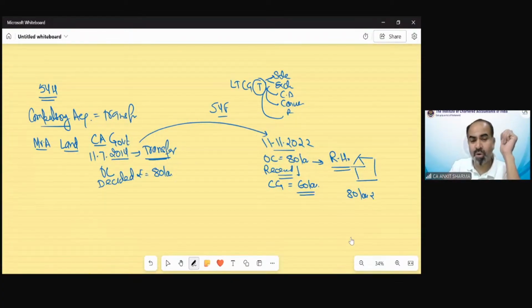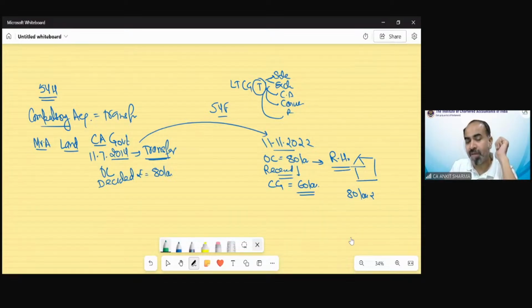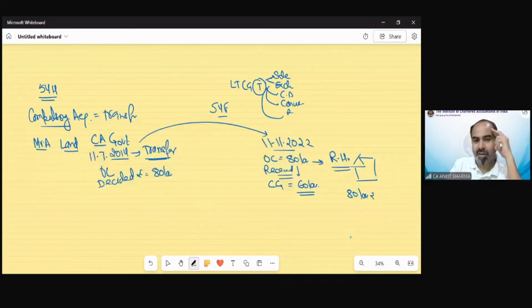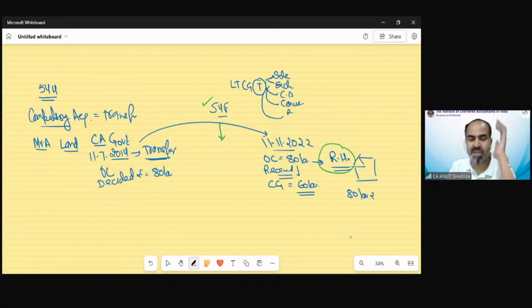But now here is a problem, a very big problem. For claiming section 54F exemption, you should transfer any long-term capital asset other than a residential house and need to purchase a residential house. So this condition has been fulfilled. That's why section 54F has been invoked. But there is a problem.